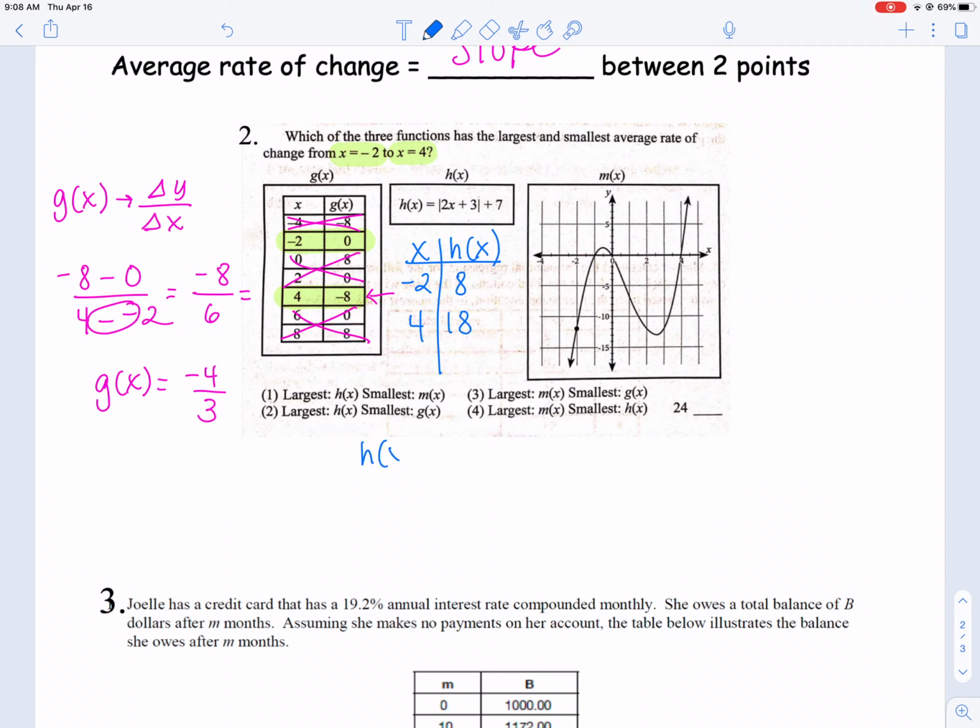Okay, so I'm going to come down here and do my h of x. Again, I'm going to do the change in the y value over the change in the x. So I'm always going to start with my y values first. I'm going to say 18 minus 8. If I pick 18 first, I got to pick 4 minus, be careful, -2. So that becomes 10 over 6, and that can simplify to 5/3. Okay. So obviously 5/3 is bigger than -4/3.